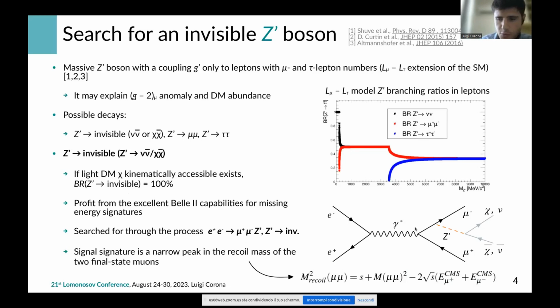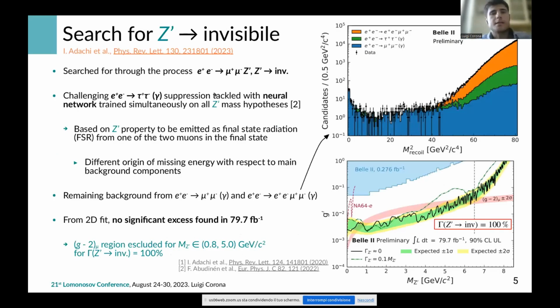The main background here is due to tau-tau events, and we suppress this background by applying some neural networks that are trained simultaneously on all Z prime mass hypotheses, and they are based on the Z prime property of being emitted as a final state radiation from one of the two muons. So basically, this is a different origin of the missing energy with respect to the main background, where, for example, for the tau-tau it is due to neutrinos.